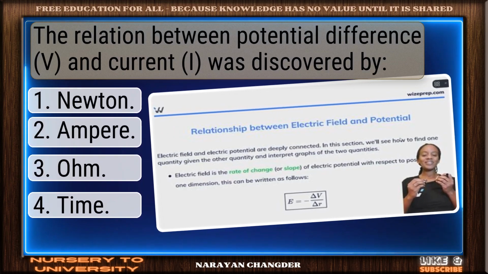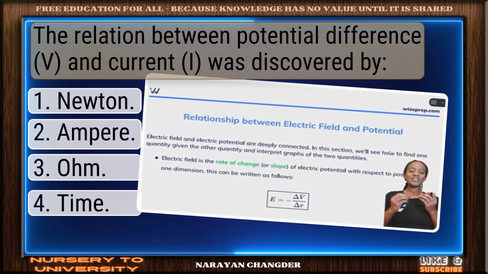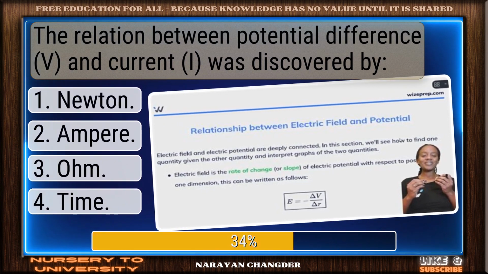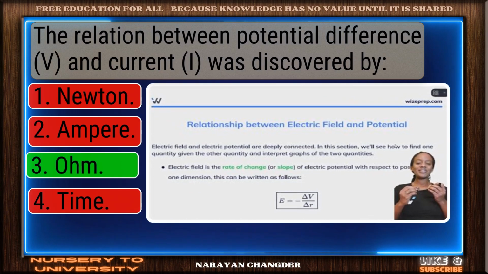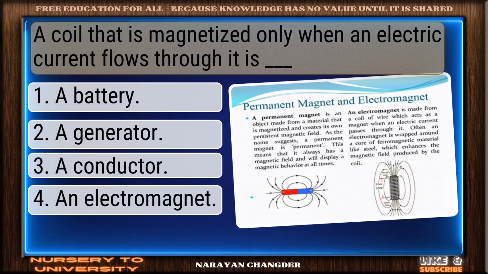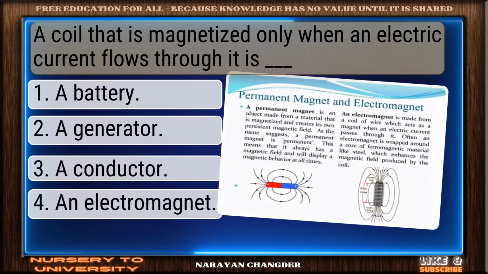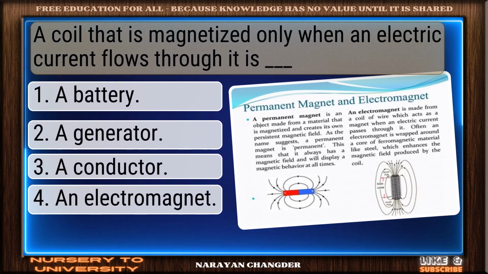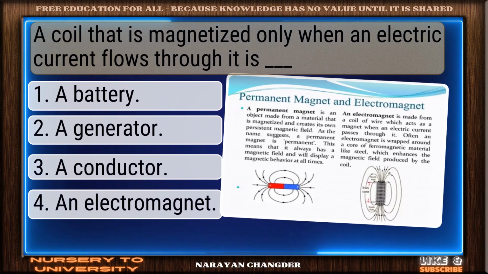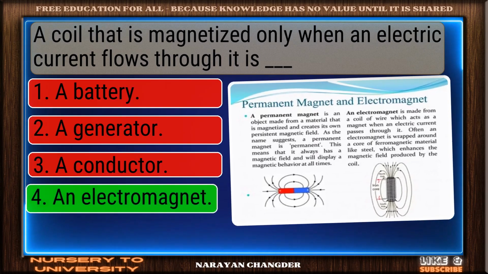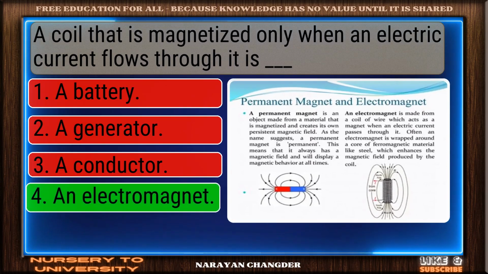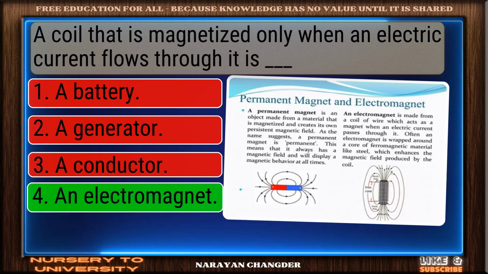The relation between potential difference and current was discovered by... Good job. Ohm works well. A coil that is magnetized only when an electric current flows through it is dash. Strong choice. An electromagnet is right.